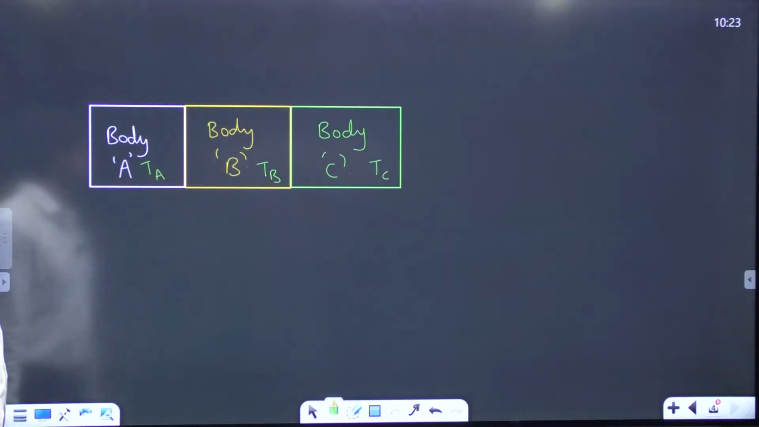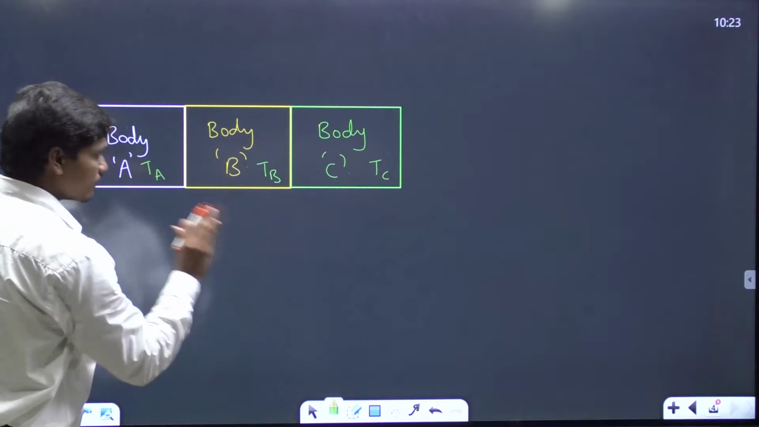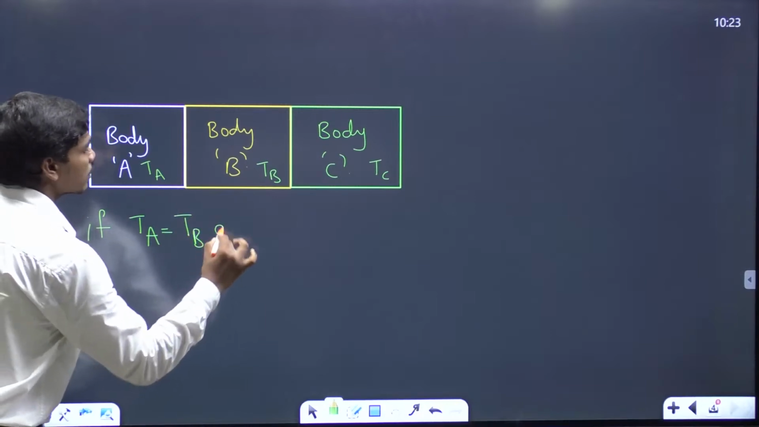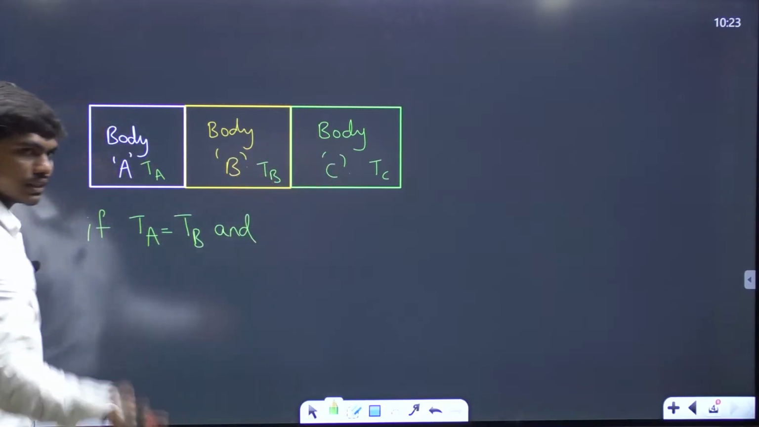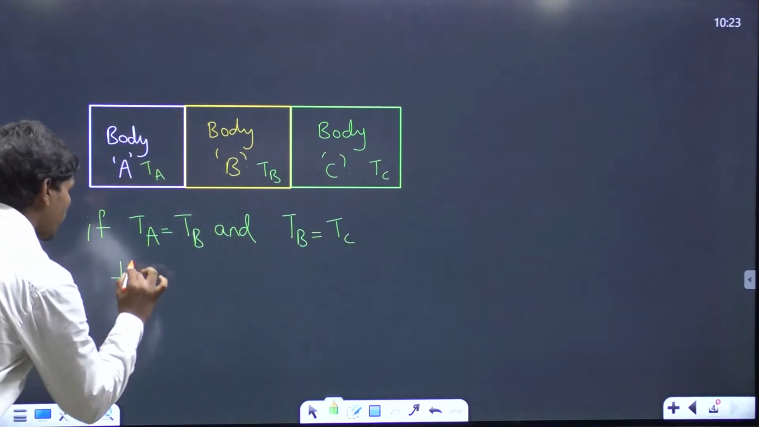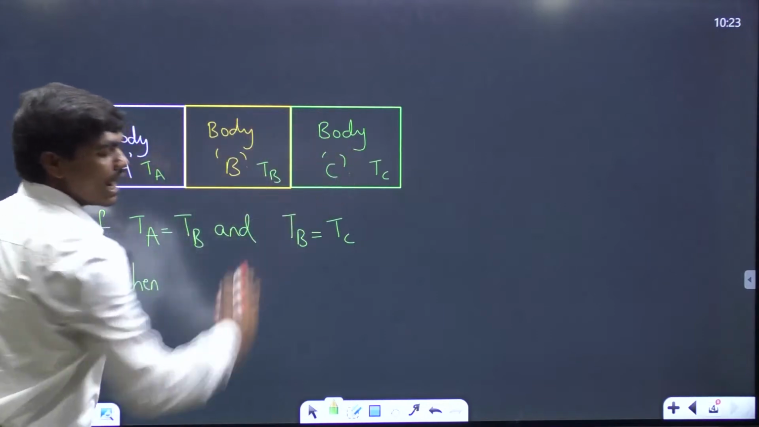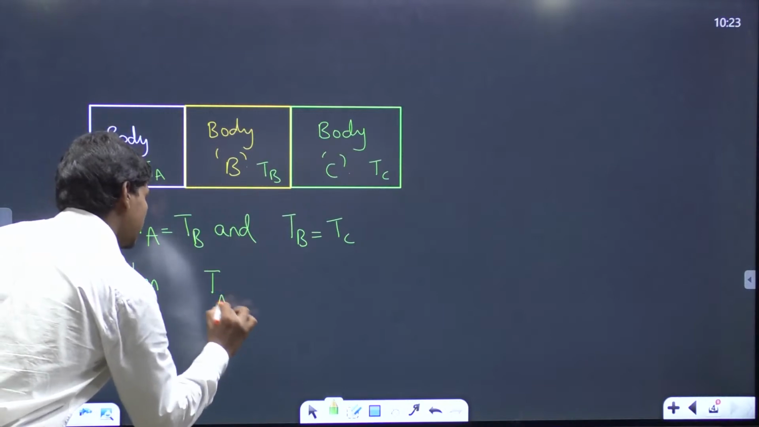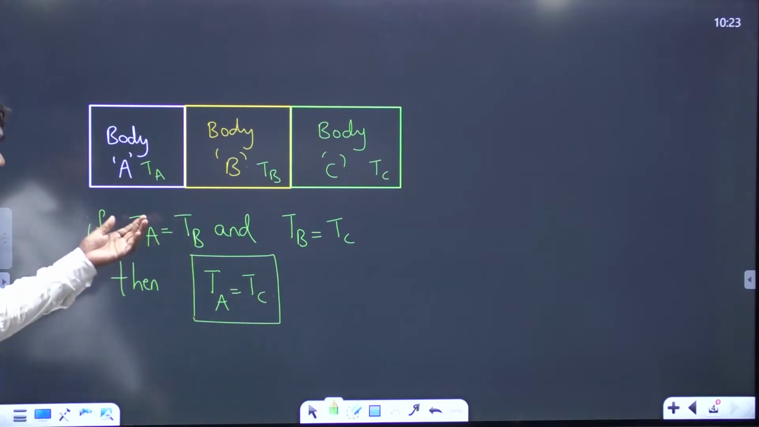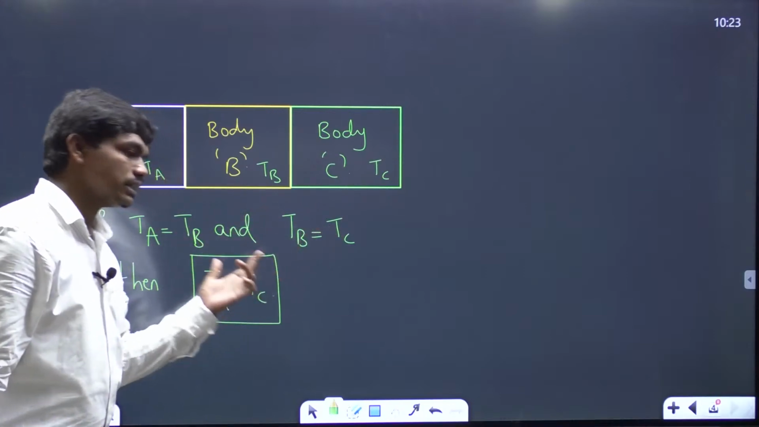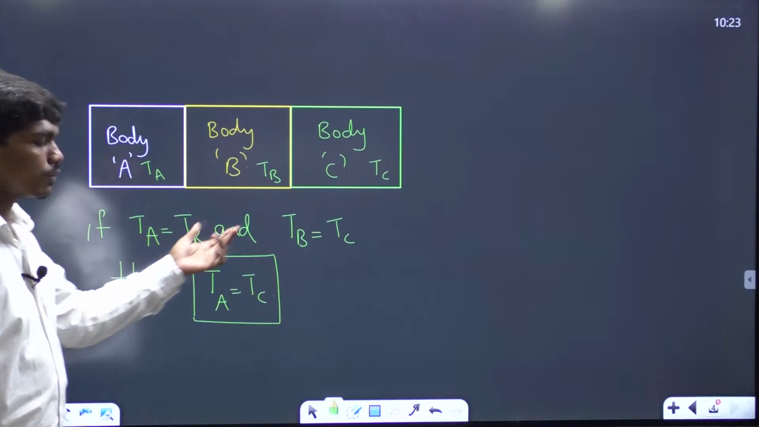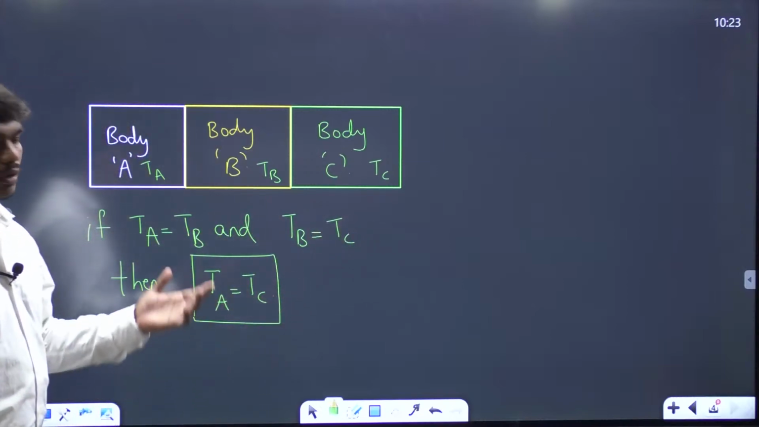Now what this zeroth law tells us: if A and B are in thermal equilibrium with each other, means if TA is equal to TB, and if B and C are also in thermal equilibrium with each other, means if TB is equal to TC, then both A and C are in thermal equilibrium with each other, which is TA is equal to TC. You can see this mathematically also here. Because if TA is same as TB and TB is equal to TC, then TA is same as TC. Correct? This is called the transitive relation in mathematics. If X is equal to Y and Y is equal to Z, then X is same as Z.